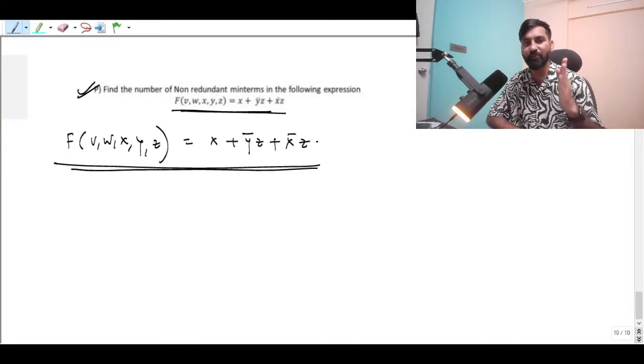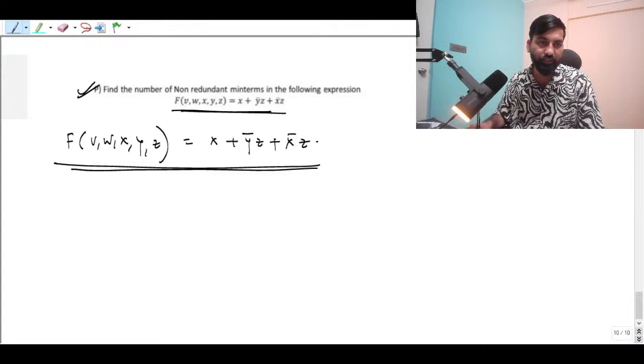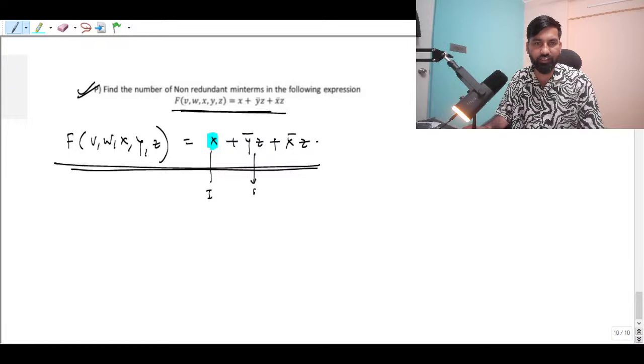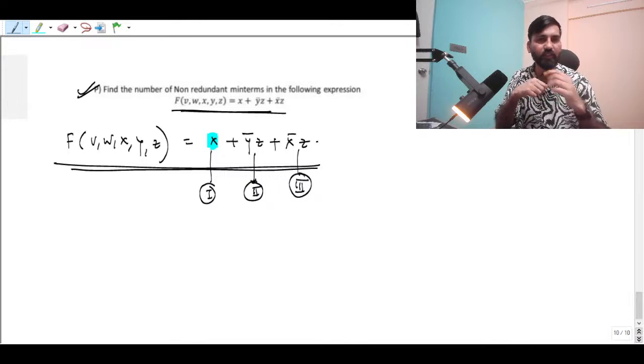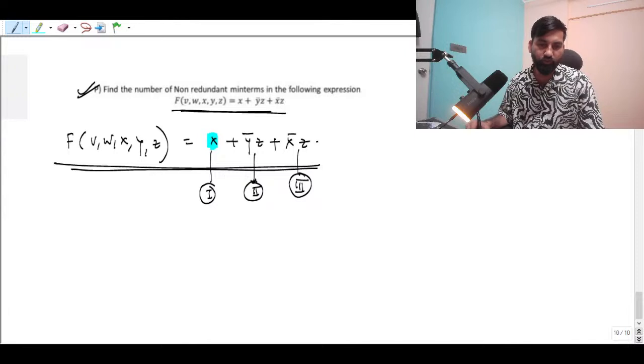If you look at the first term, this is the first term, this is the second term, and this is the third term. This is not a minterm, this is also not a minterm, and this is also not a minterm. That you have to understand always. Now the question is how to find minterms from the terms given in this expression. In the first term, only one literal, x, is present.